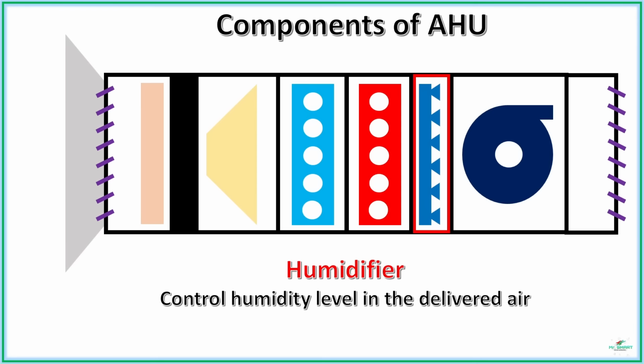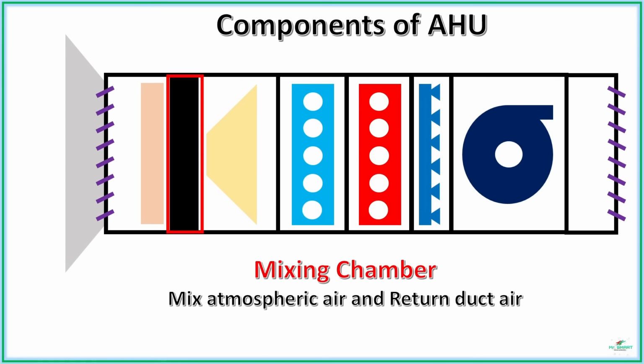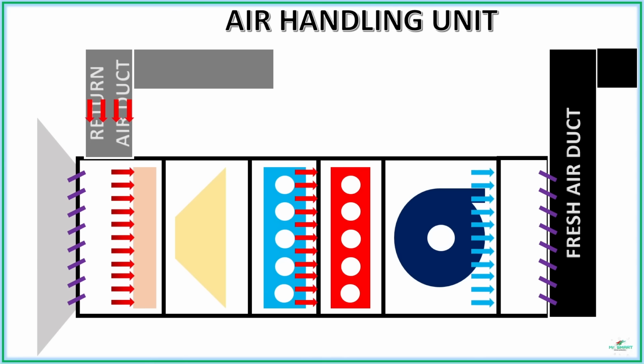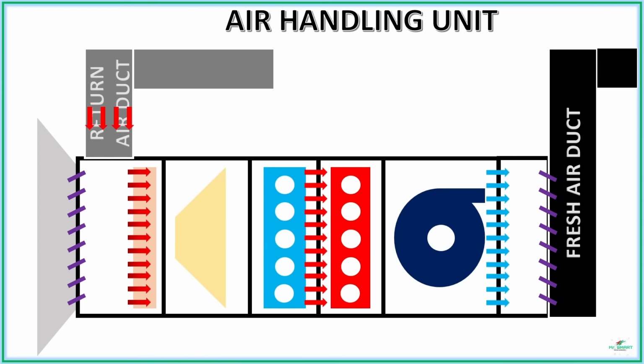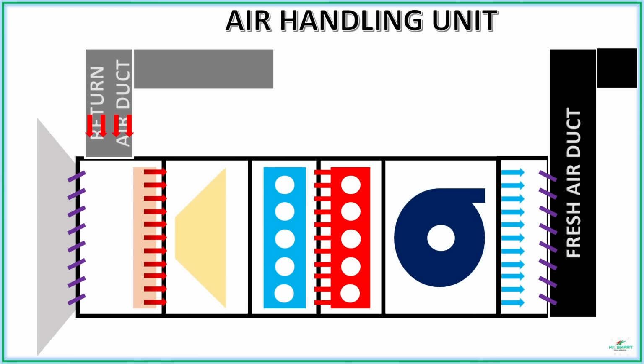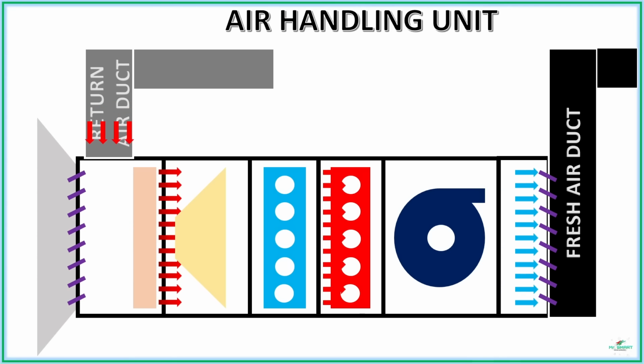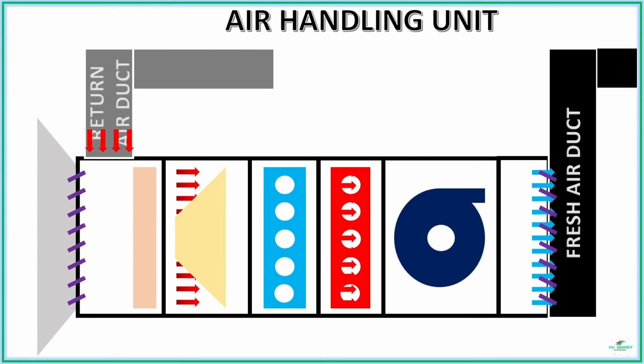In addition, an AHU might also contain a humidifier to control the humidity level in the delivered air, and a mixing chamber to mix the fresh atmospheric air and return duct air in a proportion. All these components work together in order to deliver the ambient air to the space from atmospheric air. This is how an AHU works.